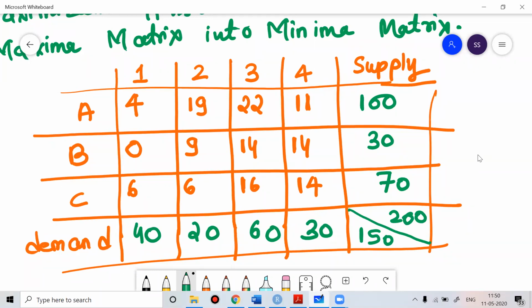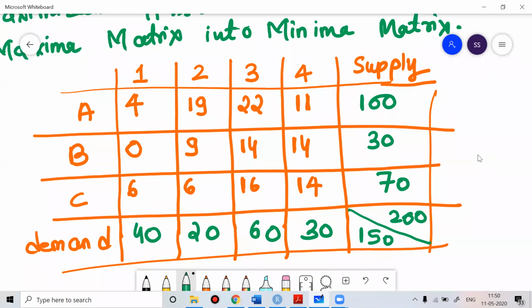So whenever you have an unbalanced transportation problem, you make it into a balanced transportation problem by adding a dummy row or dummy column. Now if you understand here, what is less here? Here demand is less than supply. So how will you make the demand equal to the supply? If you add an additional demand of 50.